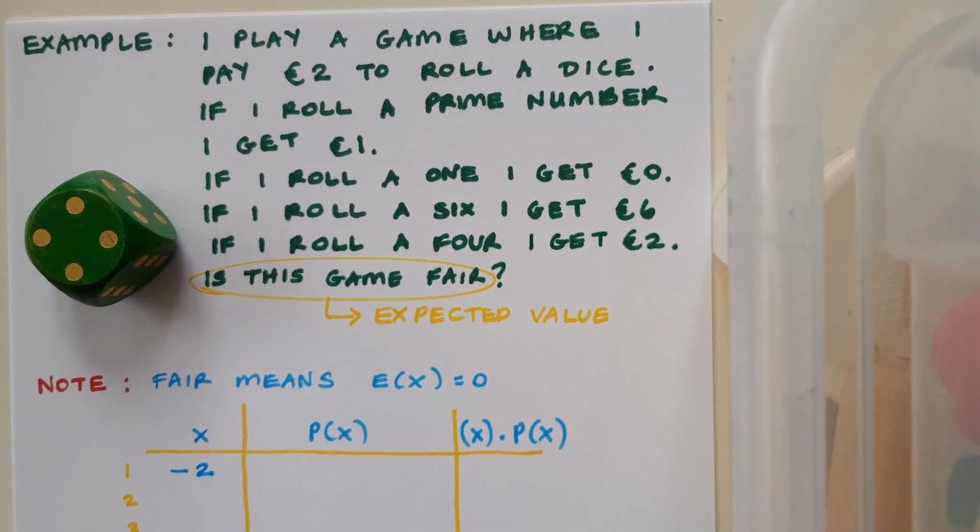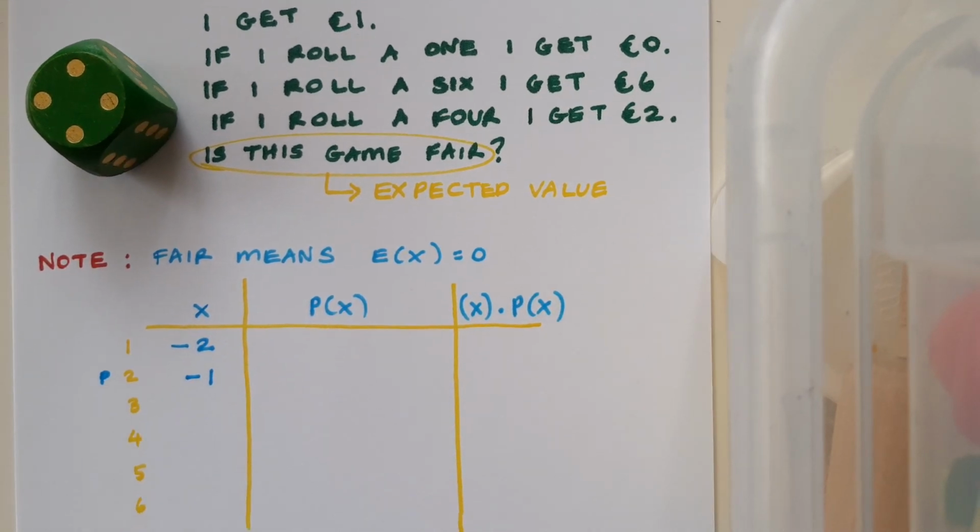If I roll a prime number, I get €1. Now, 2 is my first prime number. But remember again, I've paid €2 to play the game. So I might get €1, but I've paid 2. So on balance, I'm losing 1. And this will be the same for any prime numbers on my list.